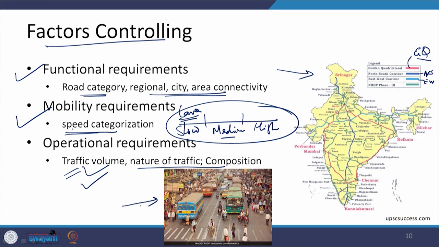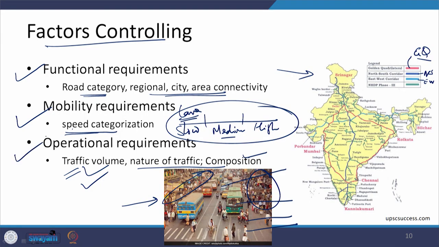If you see this photograph, there are different users visible here. You can see there are pedestrians, there are motorcyclists or scooter people, there are buses, there are cars, and there is a lot of activity on this side or on the other side of this particular road. So, when we are looking at this composition, we need to see what amount of traffic there is with respect to a category, and whether we need to provide a facility for that particular traffic or vehicle category or not.